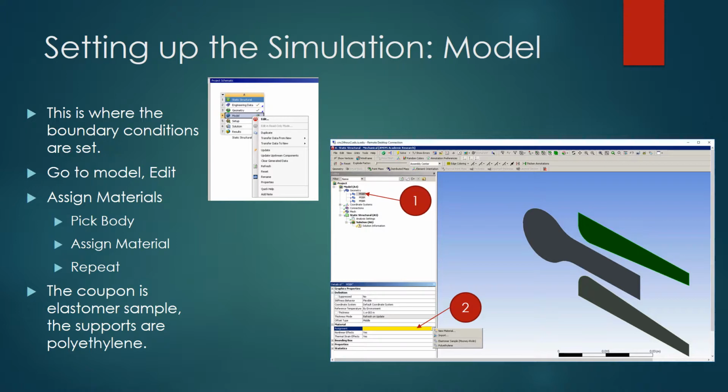The boundary conditions are set through the static structural section. First, we'll define all the properties by clicking on each individual section. As you can see in the picture, assigned material, click the material that you want. The test coupon will be elastic, and the other two will be your support structure.